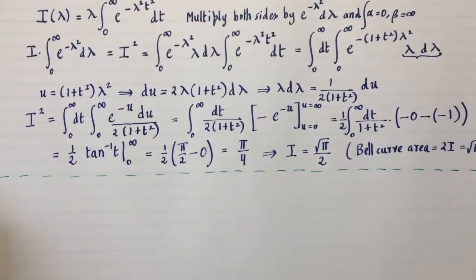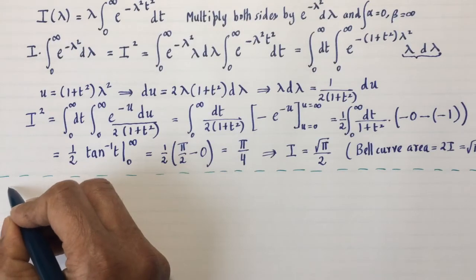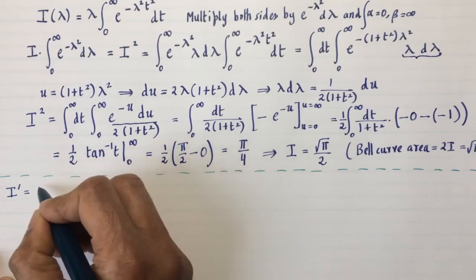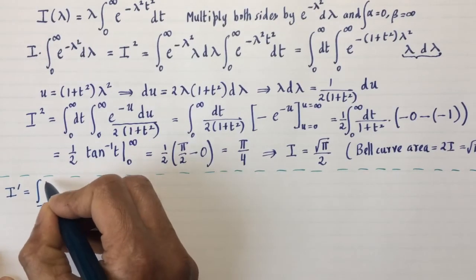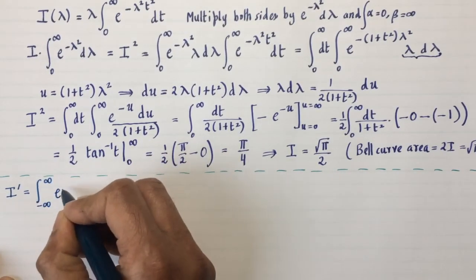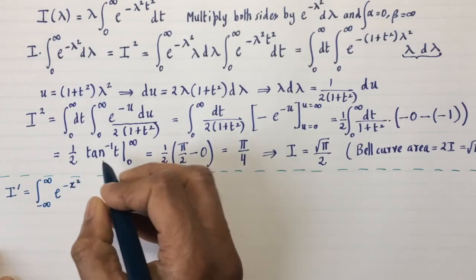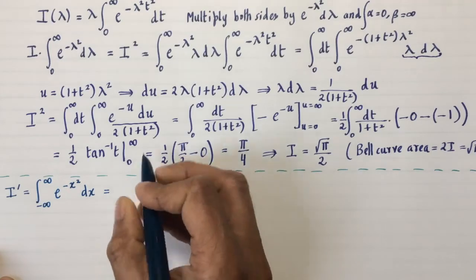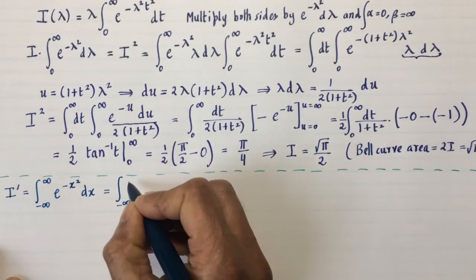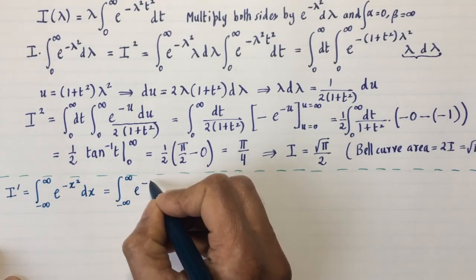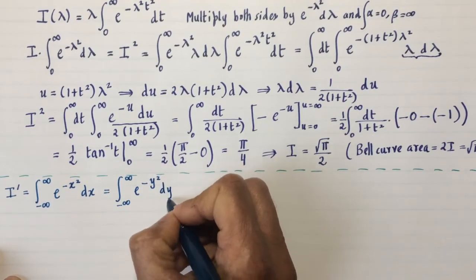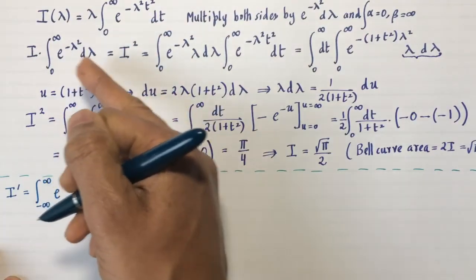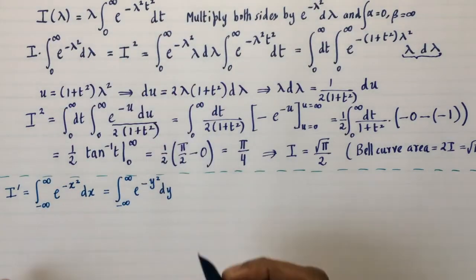So here's the second way of doing it. I'm going to call this I prime because it goes from minus infinity to infinity. We're going to evaluate the complete area under the bell curve, in other words, twice the Euler Poisson integral. Well, I'm going to change the variables to y. So in a sense, that bears the same resemblance as changing things to lambda. So that's kind of like that.